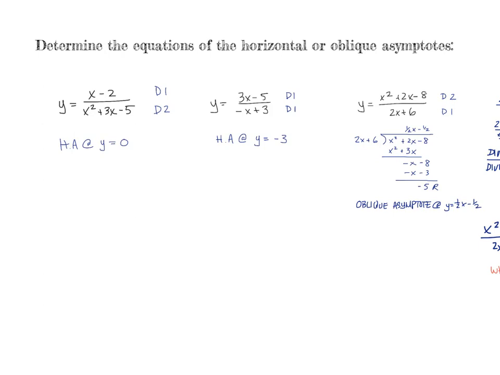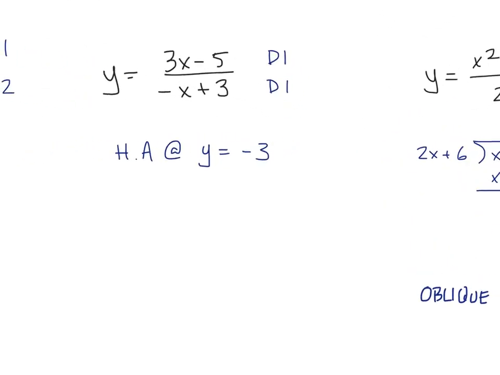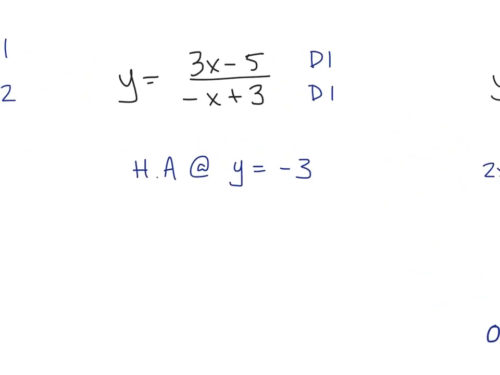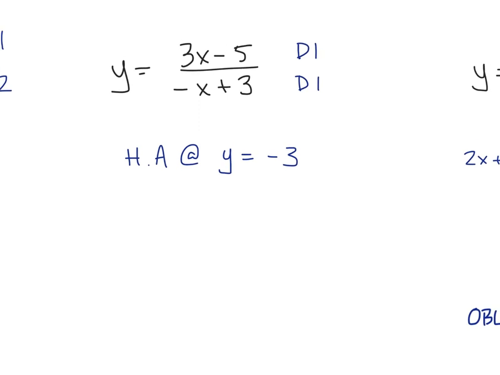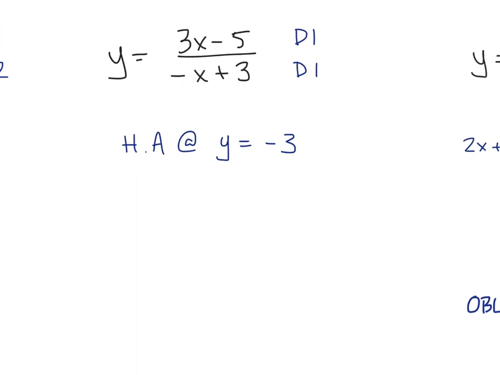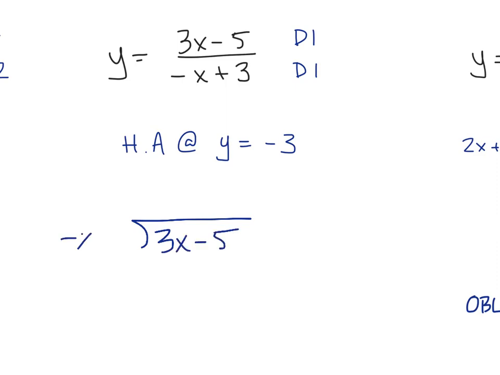So I'm going to start off with the middle one. We're going to work backwards now. So if we go here, again, our process is, it's a rational function. It's 3x minus 5 being divided by negative x plus 3. So let's just divide those two things, right? We're going to do 3x minus 5 divided by negative x plus 3.